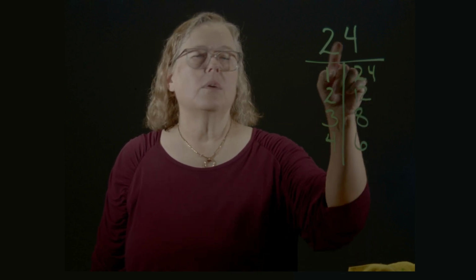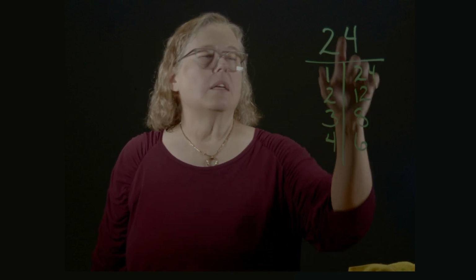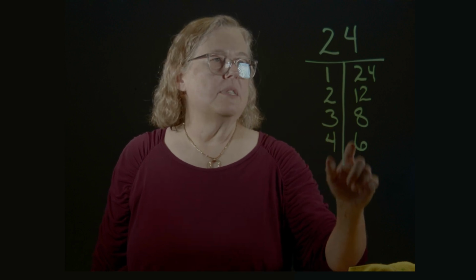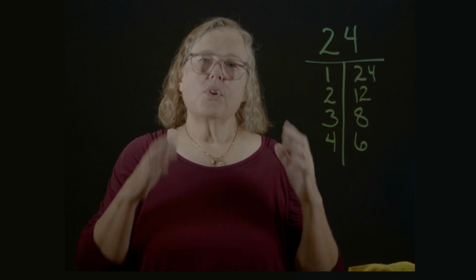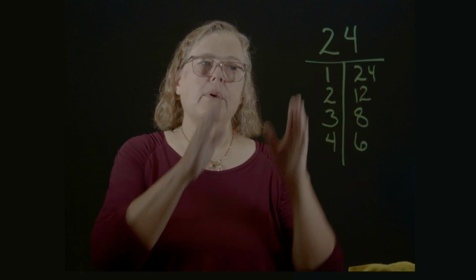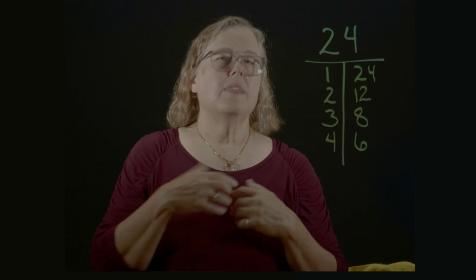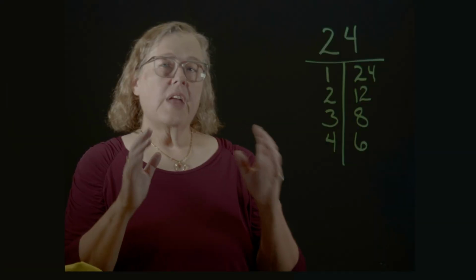2 times 12 equals 24. 3 times 8 equals 24. 4 times 6 is equal to 24. So if you're having trouble finding factors of a number, this is one way to find them that I think works really well. So now let's write it out.